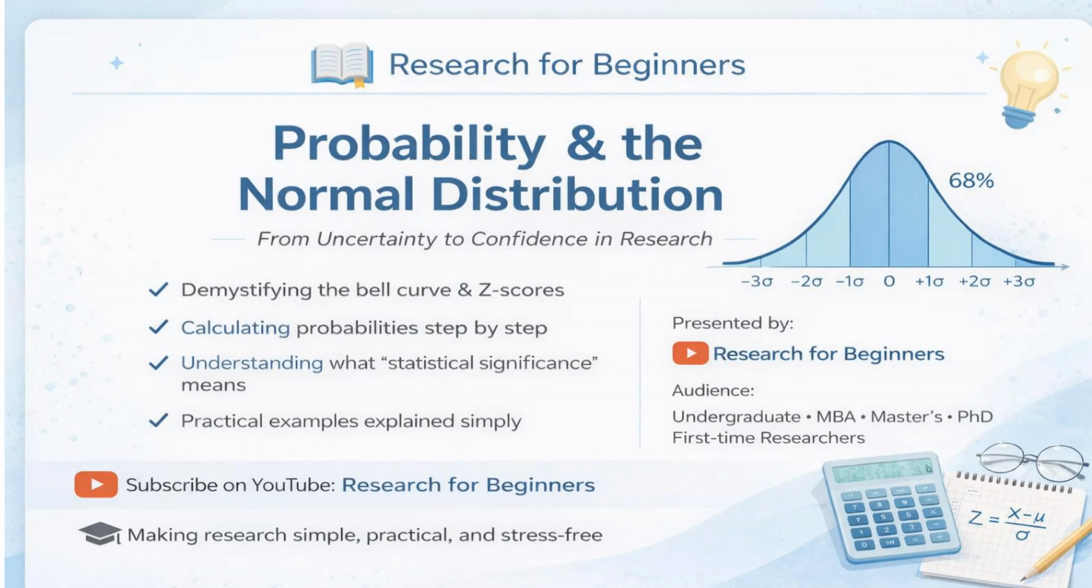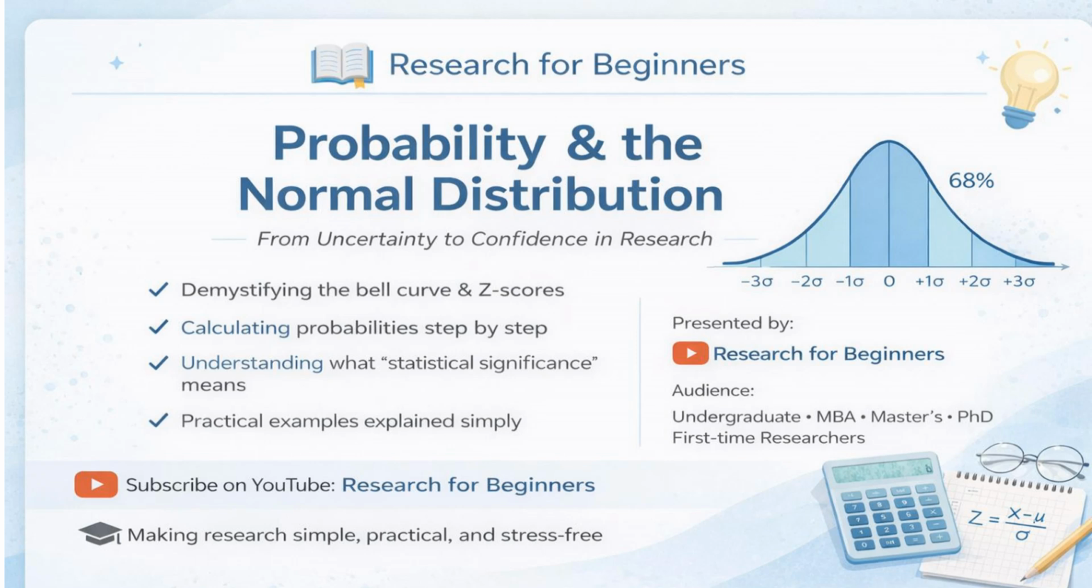Welcome, everyone. In this lecture, we begin with a fundamental idea in statistics: uncertainty. In real life, managers, researchers, and policymakers rarely know outcomes with certainty. Sales fluctuate, exam scores vary, customer wait times differ, and even human behavior is unpredictable. Statistics exists to help us manage uncertainty using data.